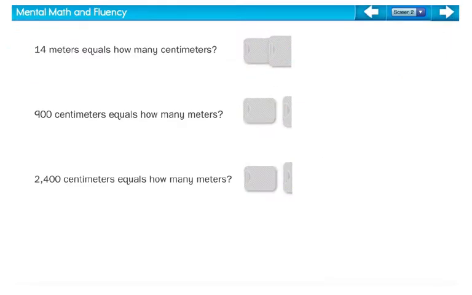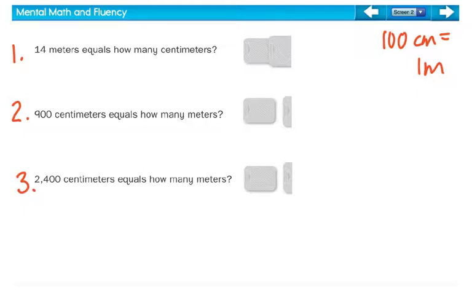Go ahead and erase number 1, 2, and 3 again. Keeping in mind that there are 100 centimeters in 1 meter. So for 14 meters, how many centimeters would that be? 900 centimeters equals how many meters? And 2,400 centimeters equals how many meters? Go ahead and pause your video and write down your answers.